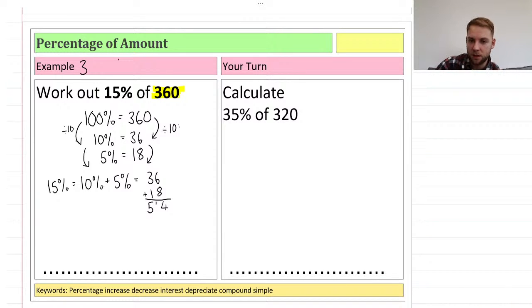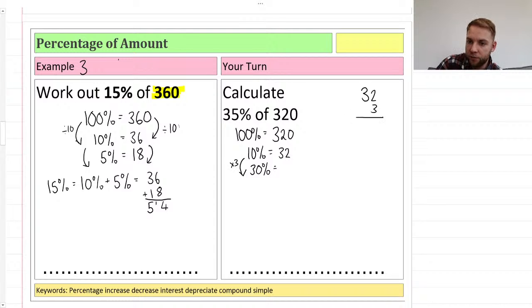Right, so let's have a little go at this one then. It's all about your starting point, isn't it? So 100% is equal to 320. So 10% is going to be that divided by 10, which is equal to 32. Now, because I want 35%, it's going to be better to find 30% first. So to find 30%, I'm going to times by 3. So 32 times 3, I'll do that in the corner over here. 3 times 2 is equal to 6. 3 times 3 is 9, that's 96 here.